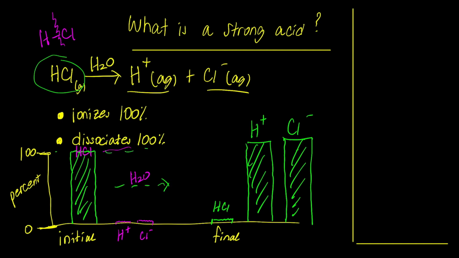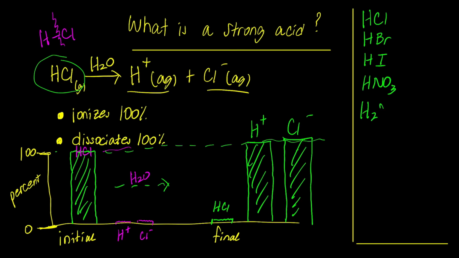This process is 100%. Now on the right here, I want to list out the strong acids: hydrogen chloride, hydrogen bromide, hydrogen iodide, nitric acid, sulfuric acid, and something called perchloric acid.